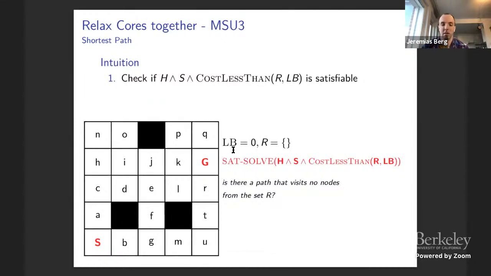Then we ask the SAT solver, can we find a solution that satisfies all of our hard clauses and unsatisfies at most lower bound from the set R. So instantiated here, we're asking for a path that visits at most our lower bound amount of nodes from the set R. So initially we're asking, is there a path that goes through no nodes in the set R? This is of course unsatisfiable, and the SAT solver will give us an explanation for why it is unsatisfiable.